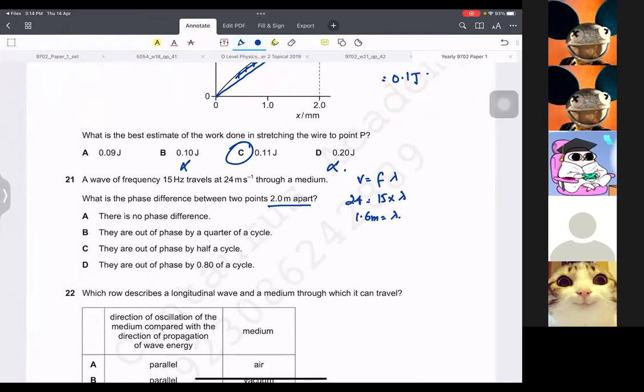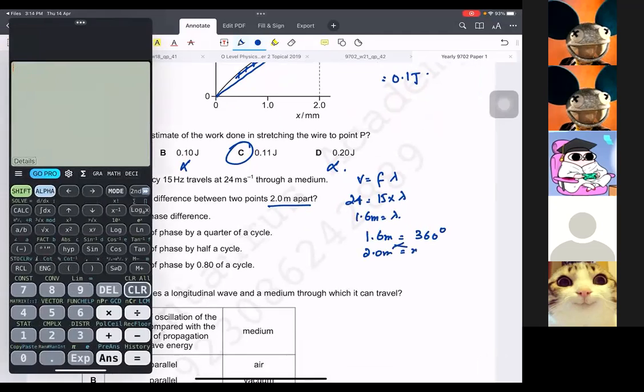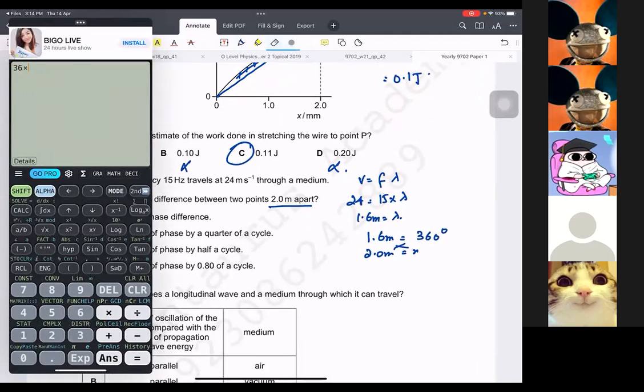Now what I'm going to do is, it says what is the phase difference. If 1 lambda is equal to 360 degrees, right, then 2.0 is going to be how much? I'm going to cross multiply this. So it is going to be 360. You could do the same thing with time period, by the way.